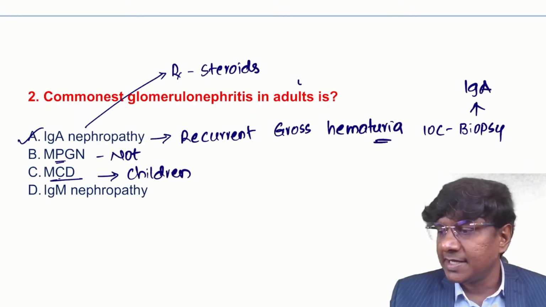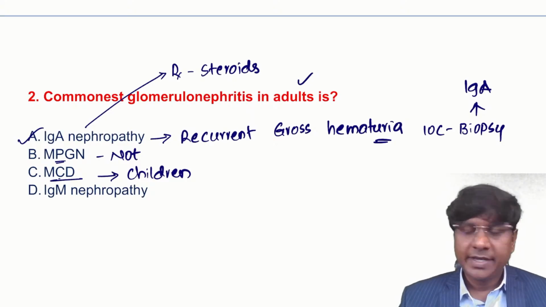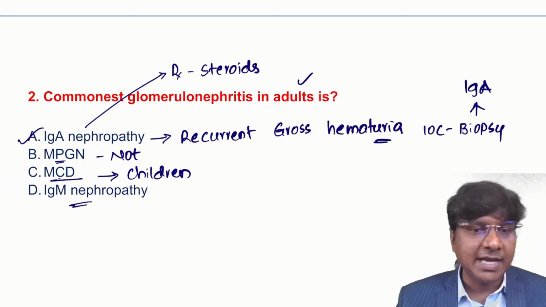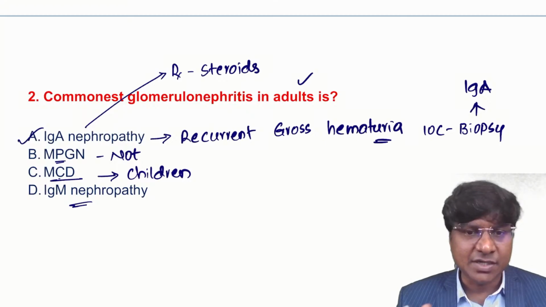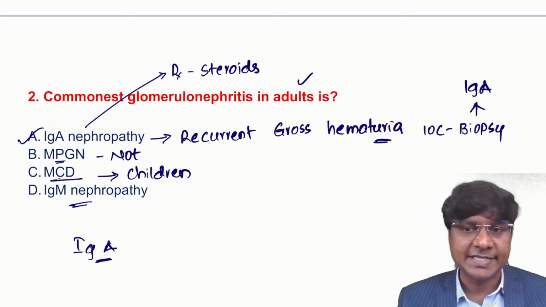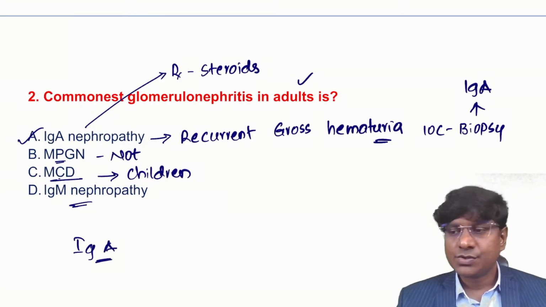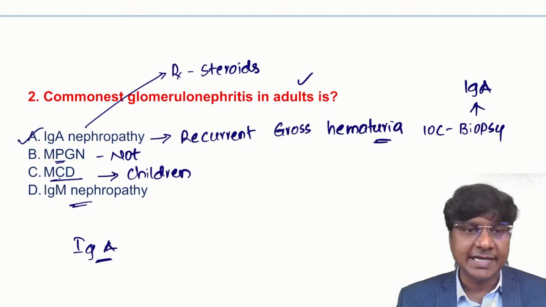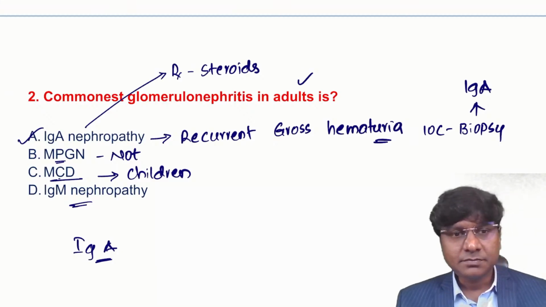And it is not in adults. The question asked is adults. And we don't have any terminology called IgM nephropathy, right? It is a controversial entity. We don't have IgM nephropathy. We have what is called IgA nephropathy, but not IgM nephropathy, right? So that is the reason why the answer here is IgA nephropathy, right?